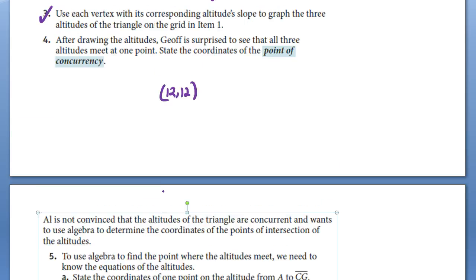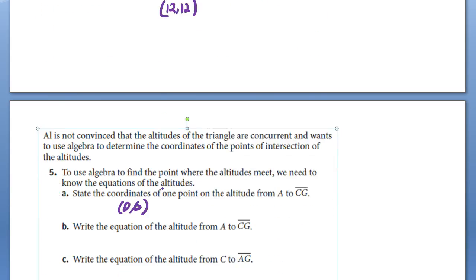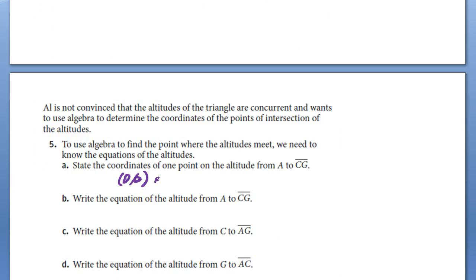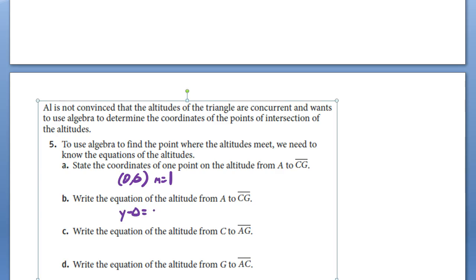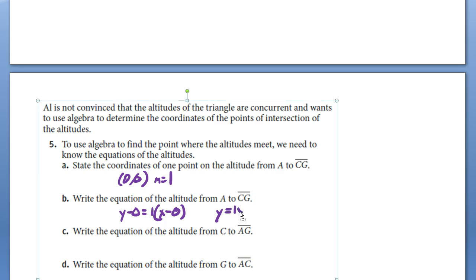Recall that that altitude had a slope of 1. So in question B, we can write its equation. Because we have a point and a slope, let's use point-slope form. y minus the y coordinate of a point on the line is equal to m times x minus the x coordinate of a point on the line. We can simplify this to create y equals 1x, or simply y equals x.